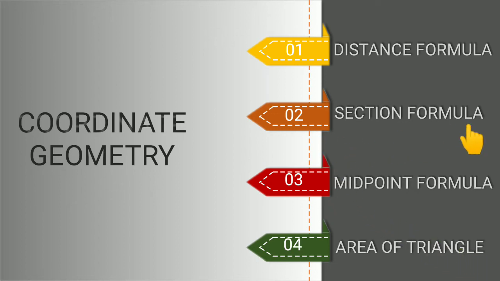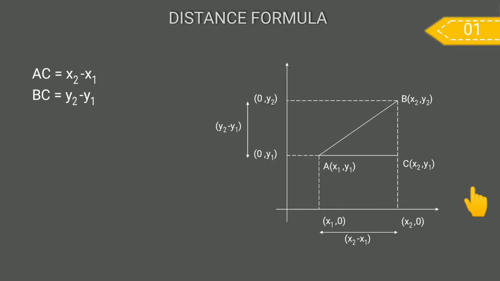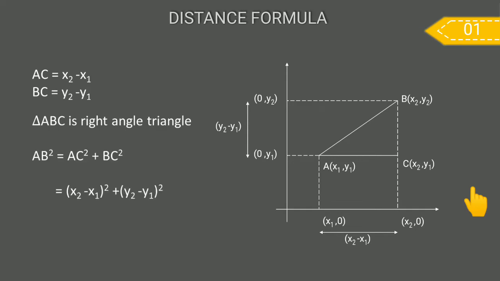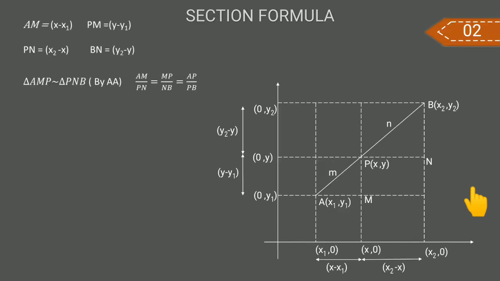Today we will derive the section formula as well as the midpoint formula. Here we have one line AB. The coordinates of A are x1, y1 and the coordinates of B are x2, y2. If point P divides it in the ratio m is to n, we have to find the coordinates of P(x, y).